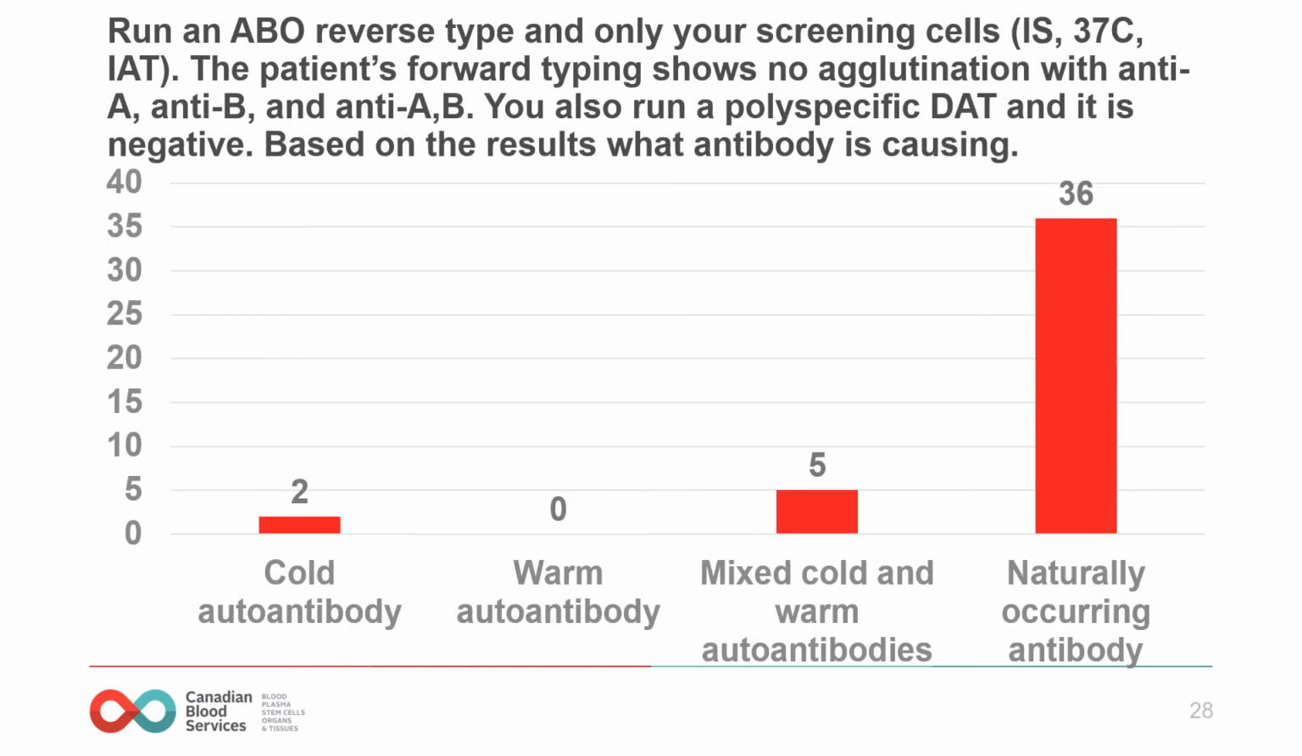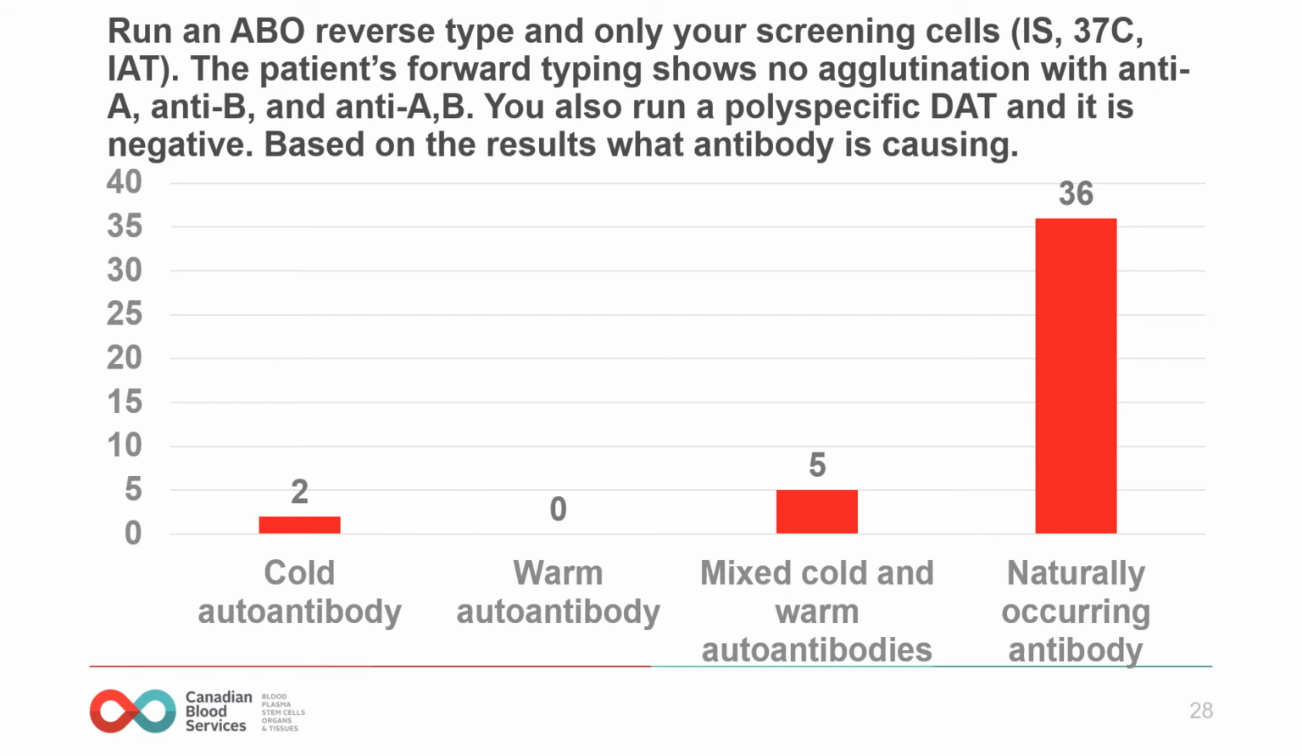For this case, we provided plasma, and we asked you to run an ABO reverse type and only your screening cells at immediate spin, 37, and IAT in order to conserve the sample because it was hard for us to get. And the patient's forward typing shows no agglutination with anti-A, anti-B, and anti-A,B. You also run a polyspecific DAT, and it's negative.